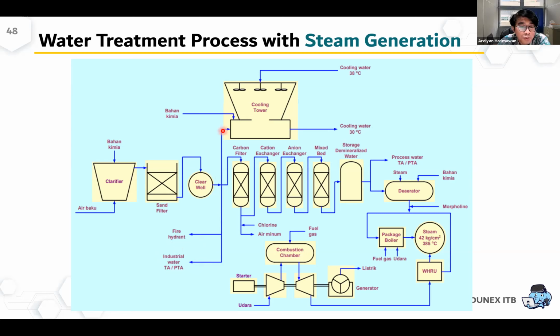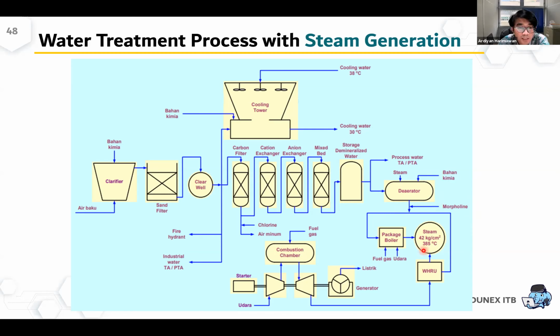Or it can also be used for the cooling tower as cooling water. But of course, you need additional treatment. So this is the internal treatment. You add chemicals to treat the cooling water. The clear well water, before going to the boiler, for example, goes to the exchanger to remove the minerals, then goes to the ion exchanger, then to the aerator, and then to the boiler.